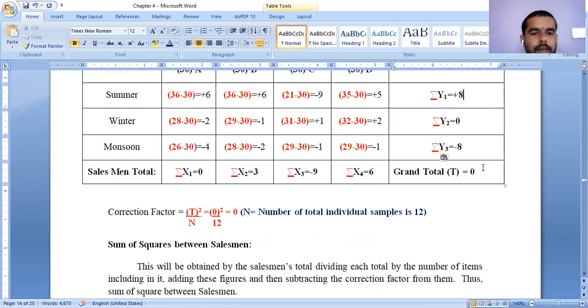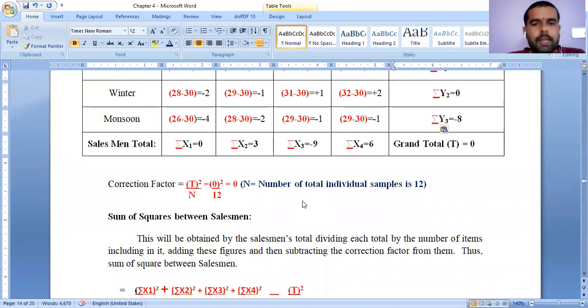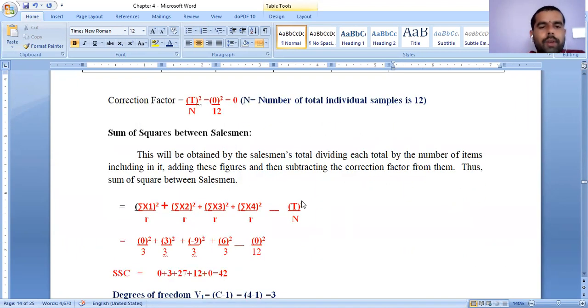What is the principle to get the correction factor? Observe carefully: T square by n. T square is nothing but 0 here, so 0 square divided by 12. What is this 12? That is n, the number of total individual samples, which is 12 here: 1, 2, 3, 4, 5, 6, 7, 8, 9, 10, 11, 12. These are the individual samples, so that's why I have taken 12.